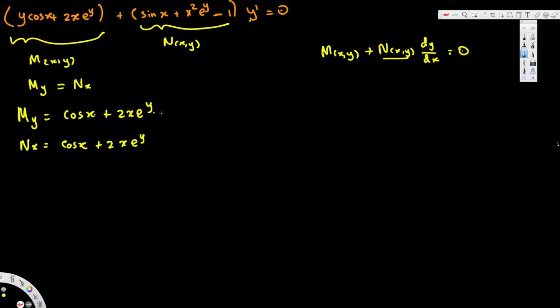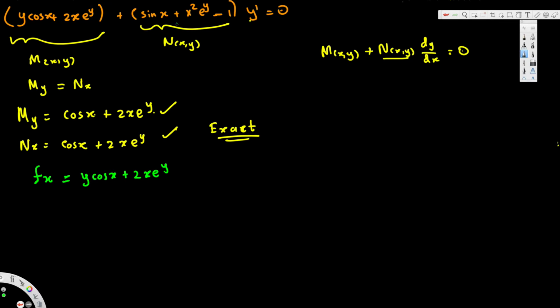Now from this you can see these two are equal, right? These two are equal, therefore this is exact. After we find out this is exact, we have to equate the first function M(x, y) to a function with partial derivative with respect to x. We have to do the opposite. When we took the derivative of this one, we did it with respect to y. When we equate it to a function, we consider it a partial derivative with respect to x and equate that to this function, that is y cos x plus 2x e^y.